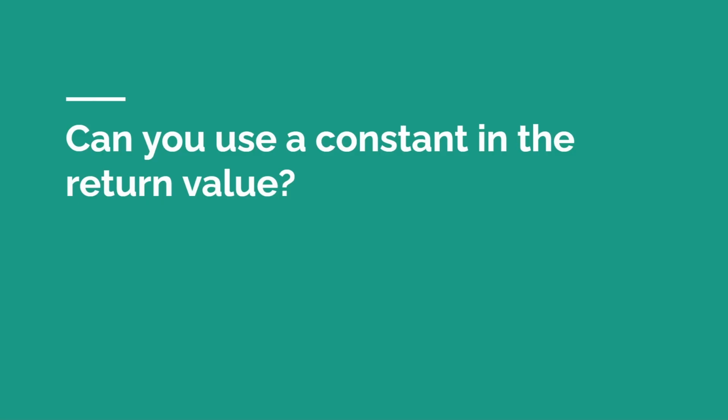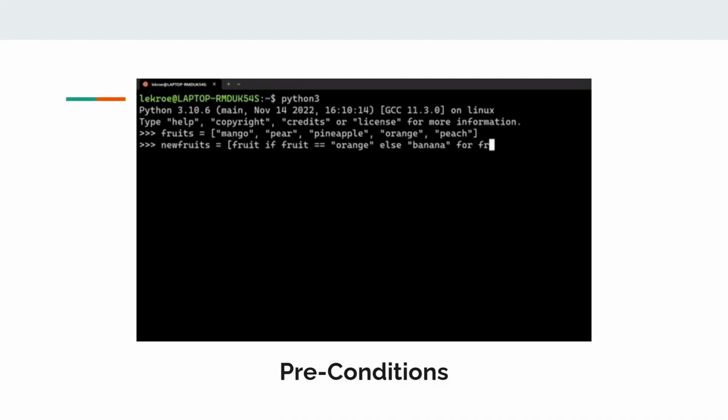But constants can be used in the return value in a sort of precondition kind of fashion. Here we have that list of fruits again, and here we see fruit if fruit equals orange, else banana. Another way of thinking about that is fruit is only fruit if it's equal to an orange, otherwise it's a banana. And here we see in the result that every time it goes through one of those fruits, if it doesn't equal orange, then it returns banana. But when it is orange, it just returns orange.